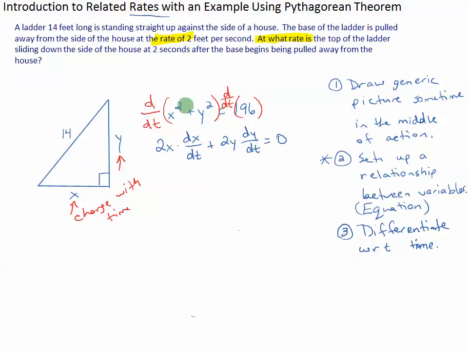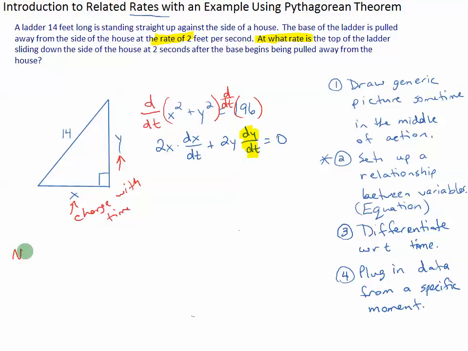Great, now we've taken our relationship, we've turned it into a rates relationship, and now we can try to solve the problem. The way we do that is we plug in data from a specific moment. So in this particular case, I am looking for dy/dt. That's the unknown, right? At what rate is the top of the ladder sliding down the side of the house? So I'm looking for dy/dt.